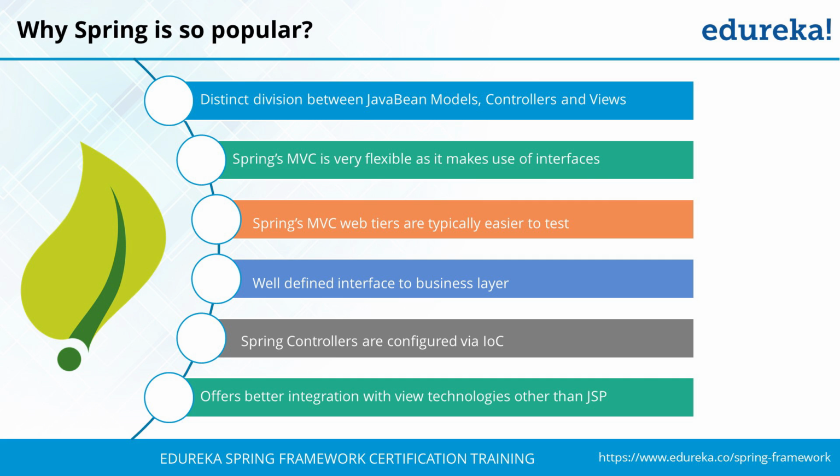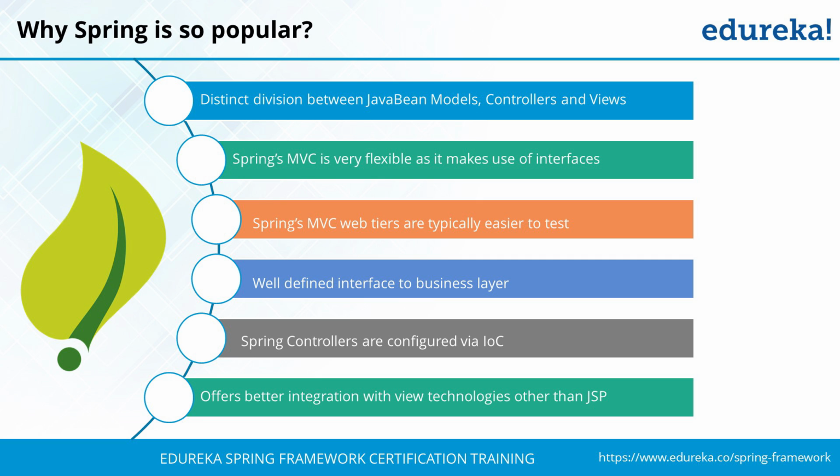Now, why so? So guys, number one, distinct division between Java beans: models, controllers, and views. So what I'm trying to say over here is that Spring is basically an MVC architecture. So model, view, and controller. All these three are different divisions, right? So we can say it's an architectural design pattern which is followed by the Spring Framework, one of the most popular design patterns, right?